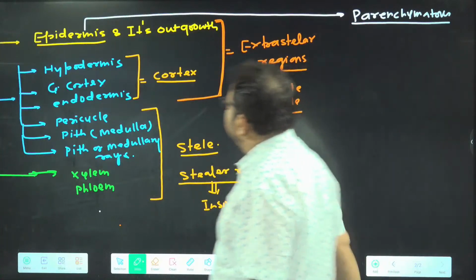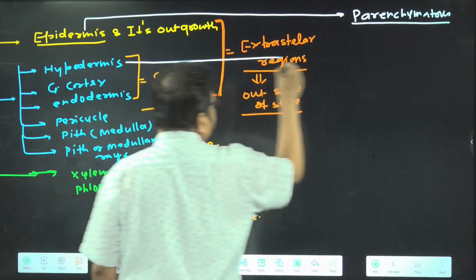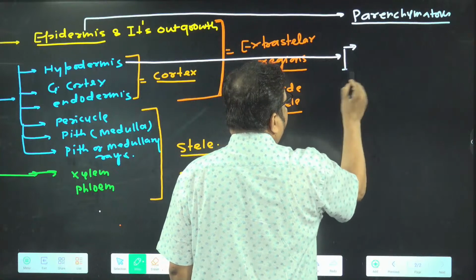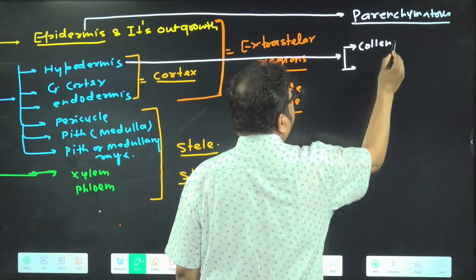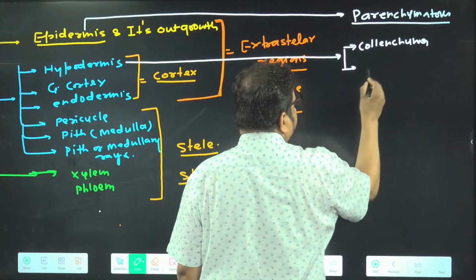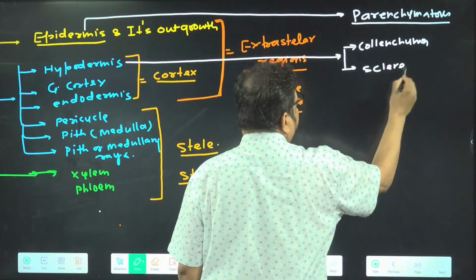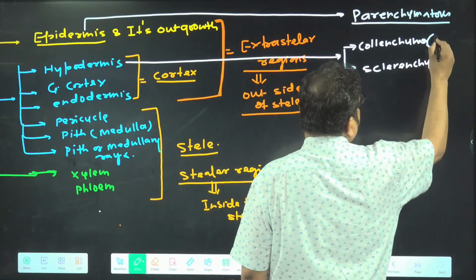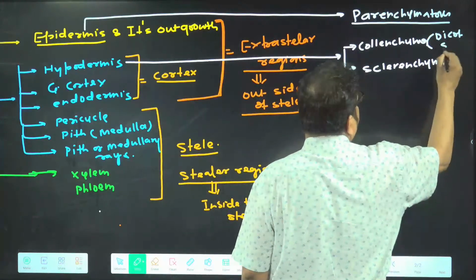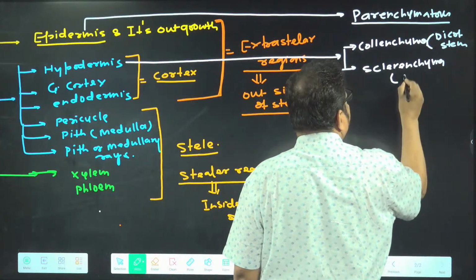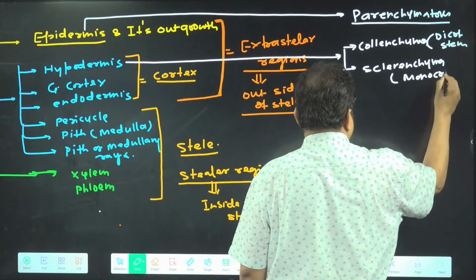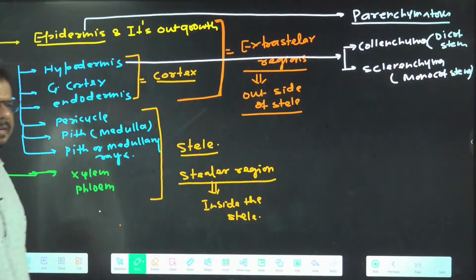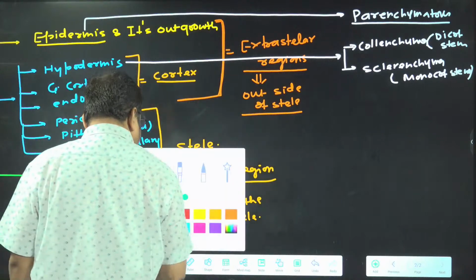Parenchymatous. Okay, now, what kind of simple tissue does the hypodermis have? Two possibilities are there: either collenchyma or sclerenchyma. Collenchyma in the case of which one? Dicot stem. And sclerenchyma in the case of which one? Monocot stem. Is it or not? So the hypodermis has two possibilities, either collenchyma or sclerenchyma.